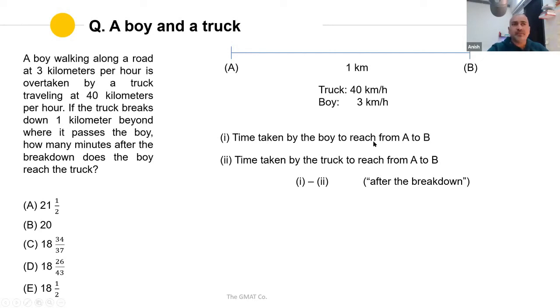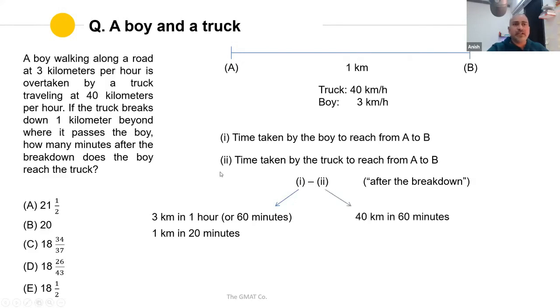Now, what's the time taken by the boy to reach A to B? 3 kilometers in 1 hour. 1 hour, that's a speed. So 1 kilometer in terms of minutes will be how much? 1 kilometer in 20 minutes, right? And then for the truck, it's 40 kilometers in 60 minutes. So 1 kilometer in how long? 60 by 40 or 1.5 minutes. So what's the remaining time? 20 minutes minus 1.5 minutes. That's 18.5. That's option E. We could get to the answer this way also.